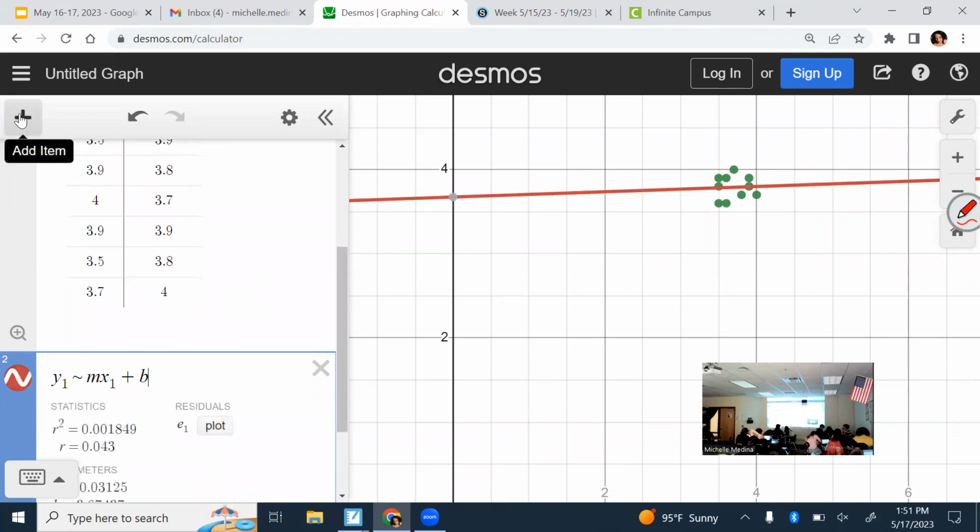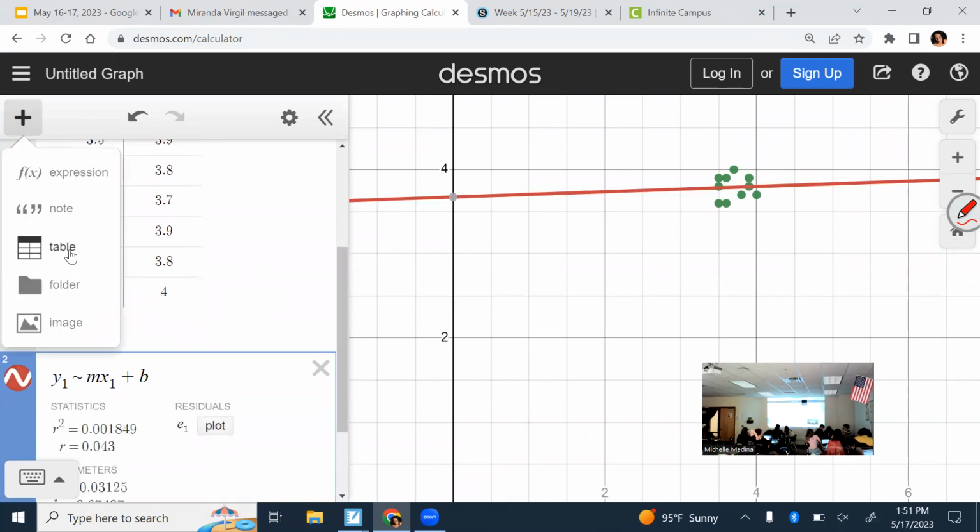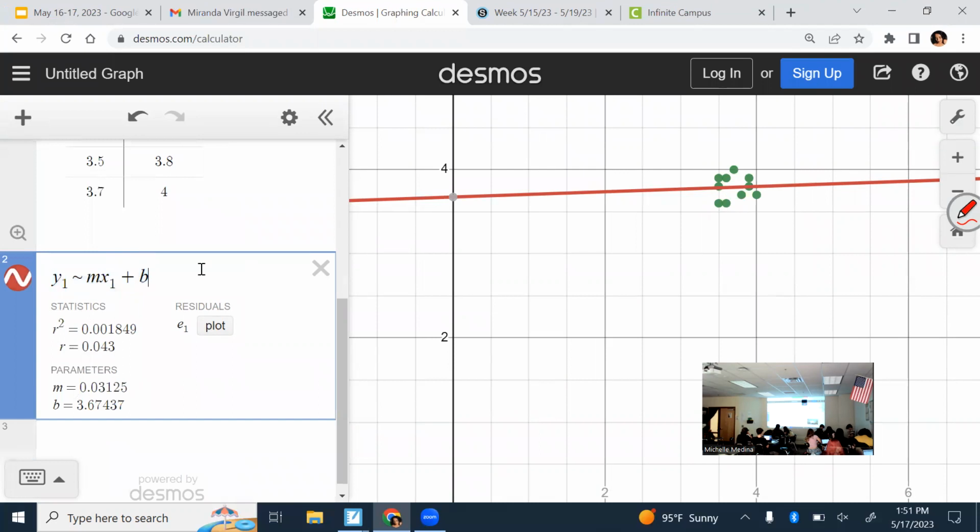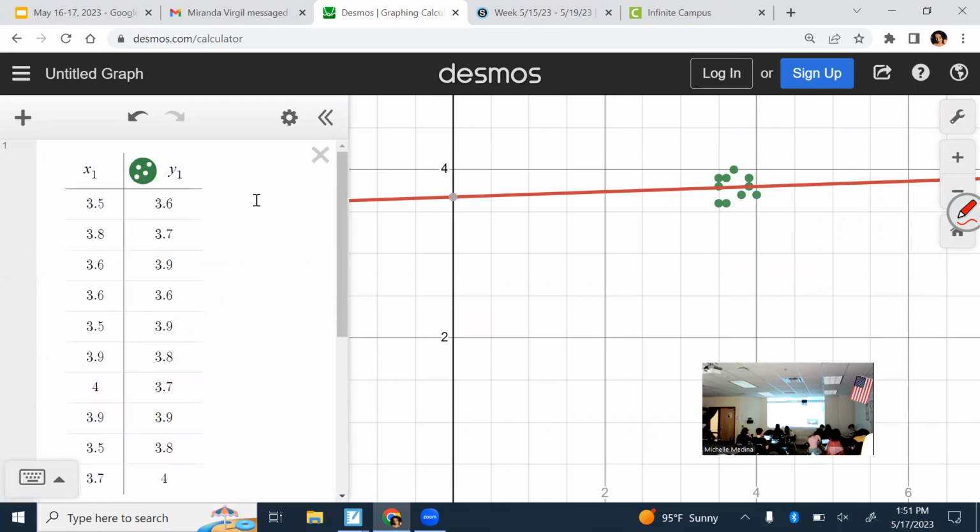All right, and by the way, to insert the table, you hit plus and then table. So you do that, you put all your data points, you put a trend line by writing it like this, so I would probably put that on my note card. And it's x1, y1, so that it attaches to the table that you inserted.